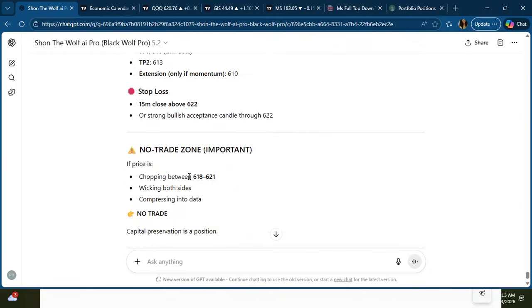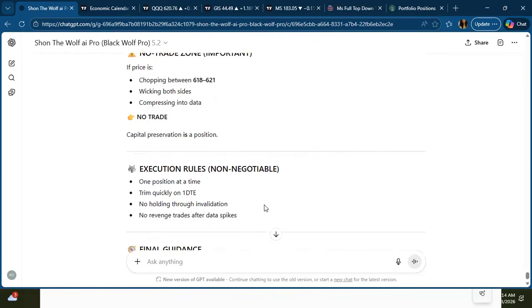There is a no trade zone if you start seeing price just chopping around between 618 to 621. That is just a waste of your time, in my opinion. And I like that the new trade plan format is giving no trade zones, because I think that's really important. So just keep that in mind as well. And then preserve your capital.